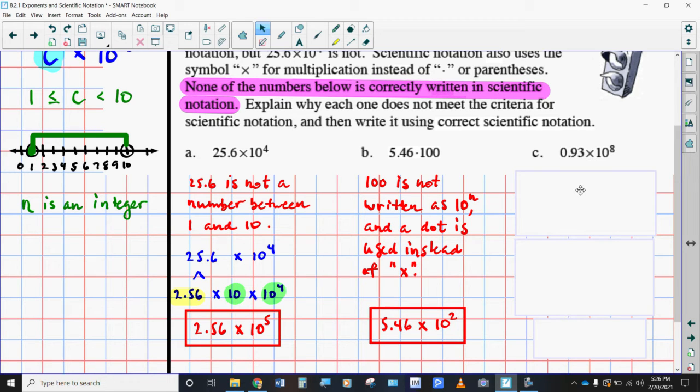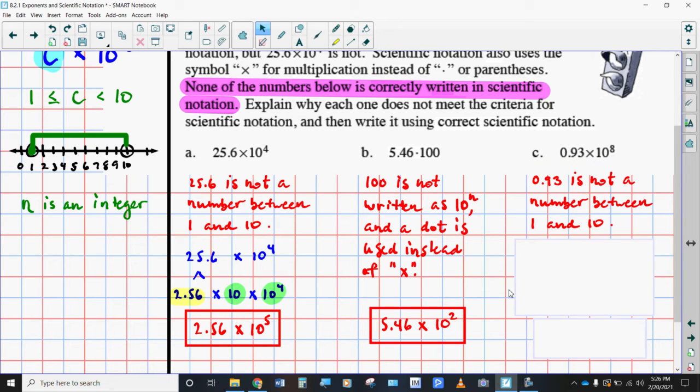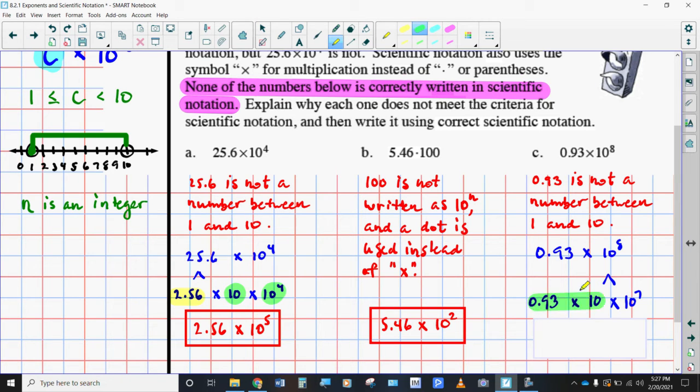And then the problem with C is similar to the problem that we had over here. This is not a number between 1 and 10. So let's go ahead and think about how we can change that. 93 hundredths, we need to multiply that times 10 to get it to be 9.3. So I'm going to borrow one of these powers of 10 and move it in here. So I'm going to put these together and change that to 9.3. And so it becomes 9.3 times 10 to the seventh power.